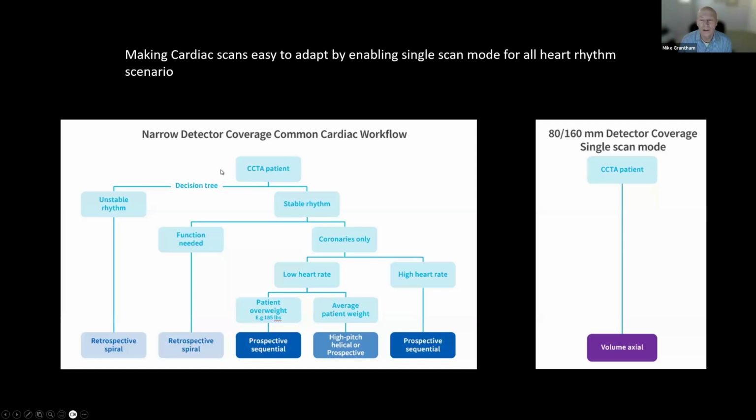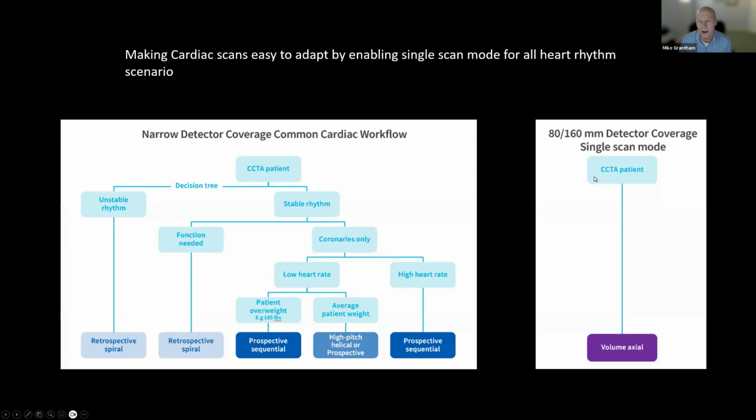So yeah, back to this decision tree. One of the main benefits, at least as far as training techs, to the wide detector CT is the decision tree is really much simpler. You don't have to pick prospective, retrospective, or flash. It's just prospective all the time.